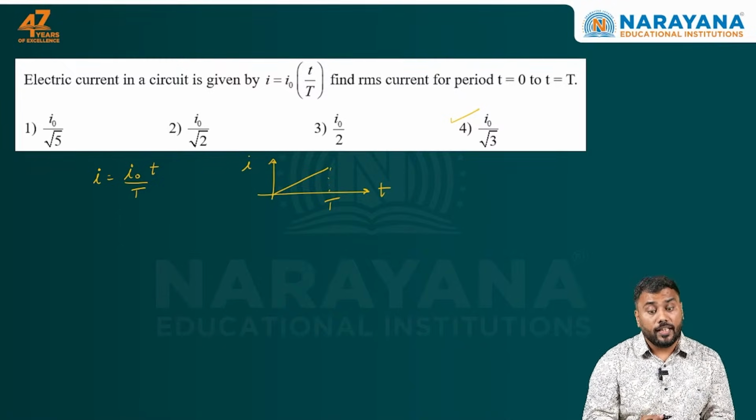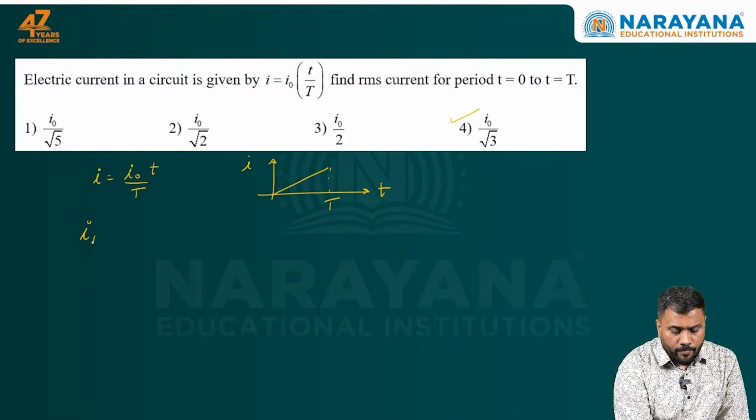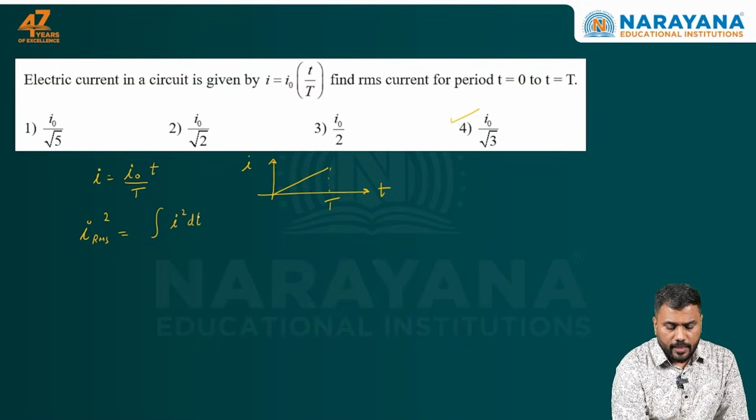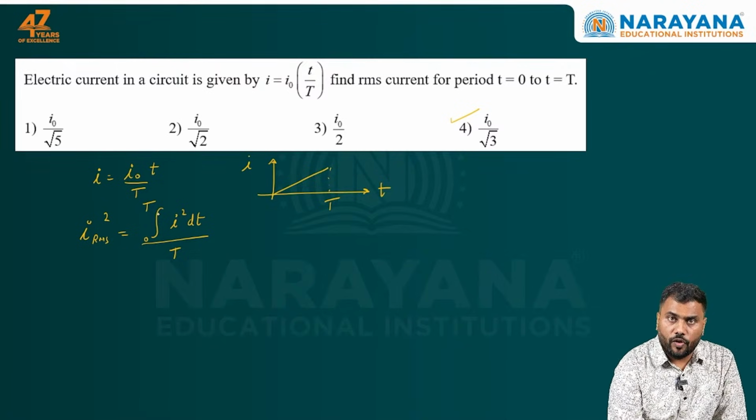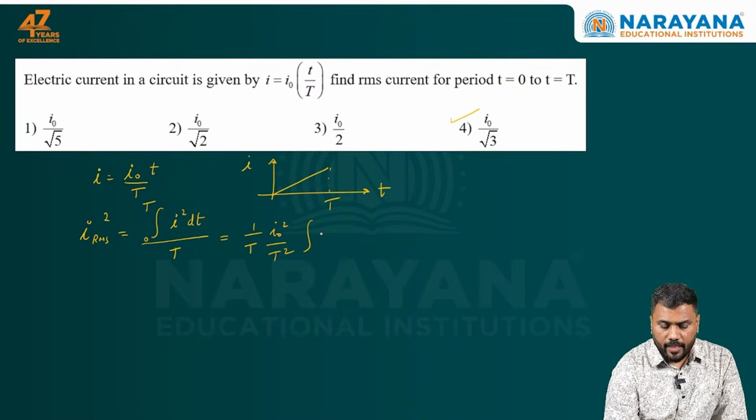If you want, you can derive the RMS current from basics as well. Square of IRMS is integration of given current square dt from 0 to the time interval given, divided by T. So I am taking average of the square of current and then I am finding root of that. So if you just put the value of the current given to you, I naught square I am taking outside, capital T square also I am taking outside. Inside the integration you will have small t square dt, and integration limits is from 0 to capital T.